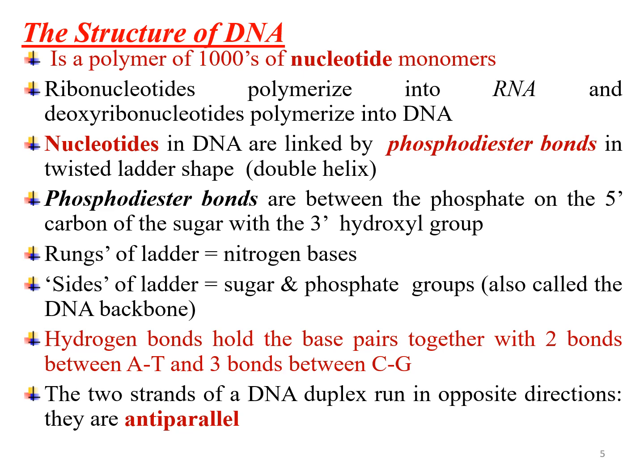So the nucleotides can be linked by phosphodiester bonds. These phosphodiester bonds are between the phosphate on the 5' carbon of the sugar and the 3' hydroxyl group. That's what it means.